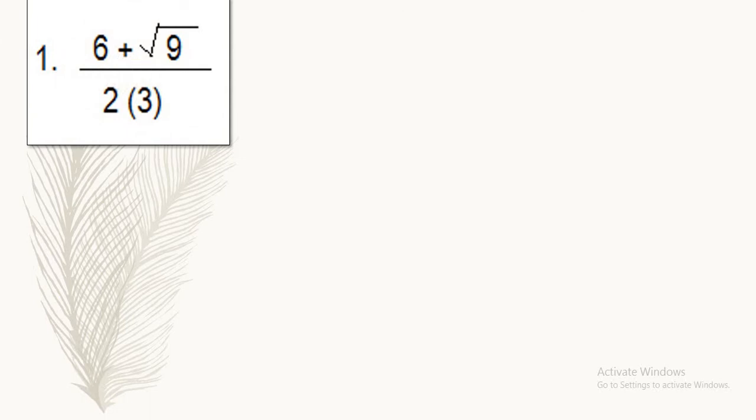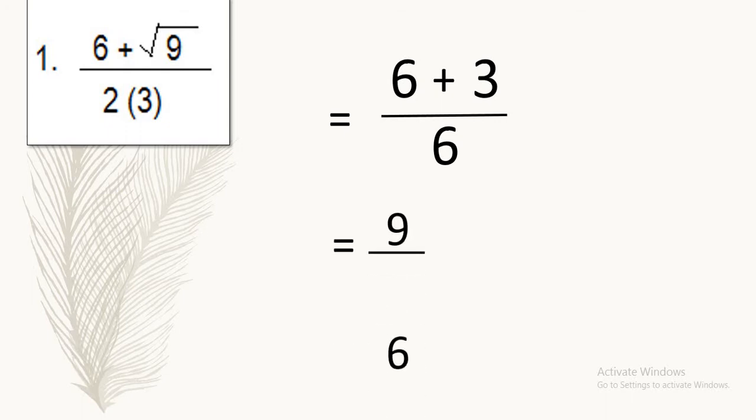6 plus the square root of 9 all over 2 multiplied by 3. So 6 plus the square root of 9, which is 3, all over 2 multiplied by 3, which is 6. Then simplify the numerator. 6 plus 3 is 9 all over 6. Then simplify 9 over 6. We have 3 over 2.